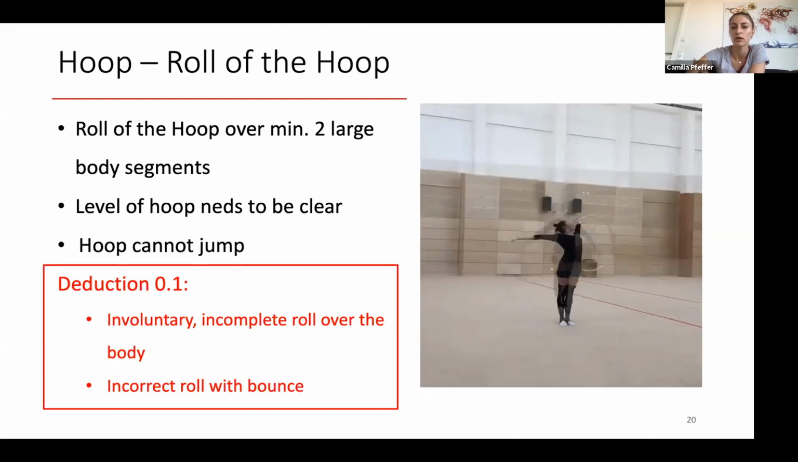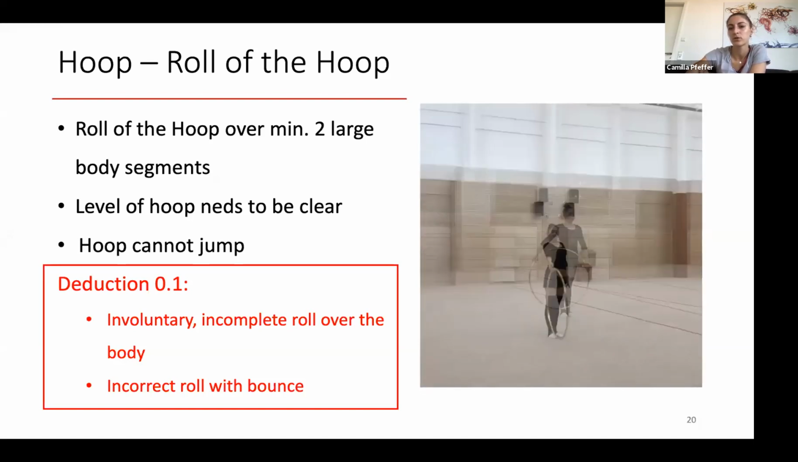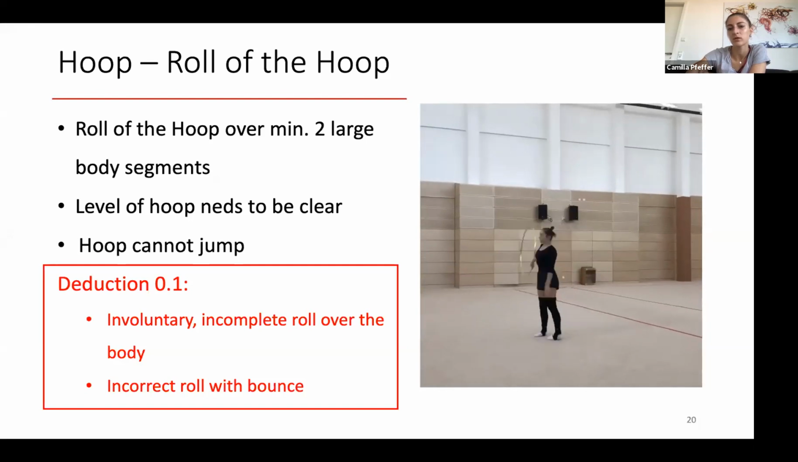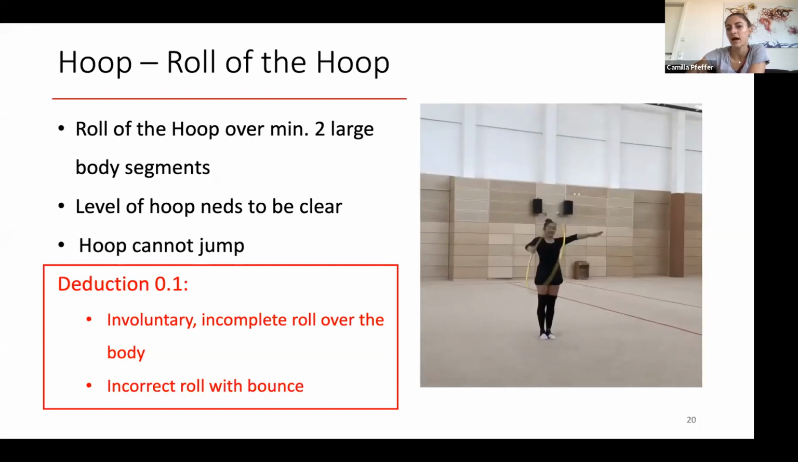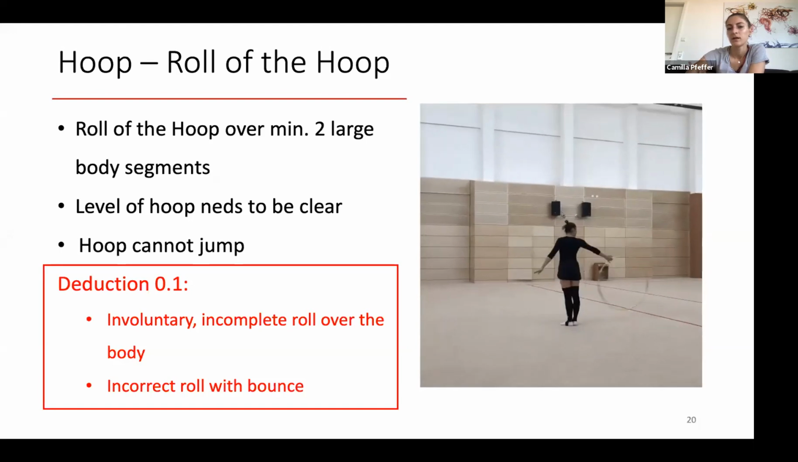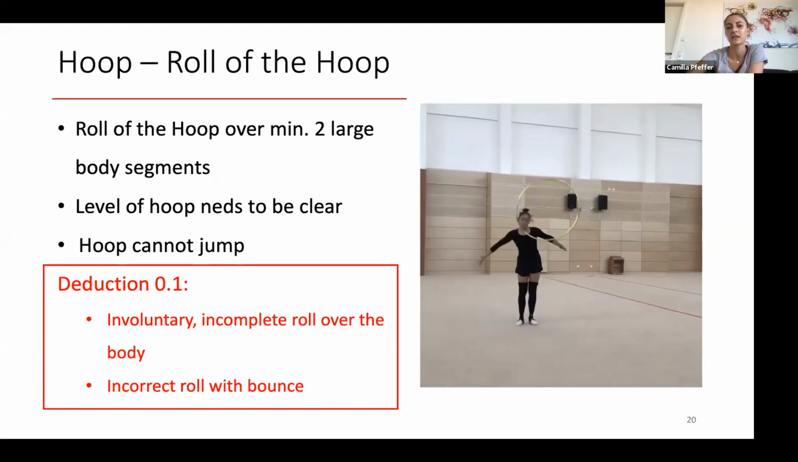Here are some rolls. The hoop is not really bouncing. Here it's a little bit bouncing. Here it's a little bit flying, for example. And here's just a nice combination.